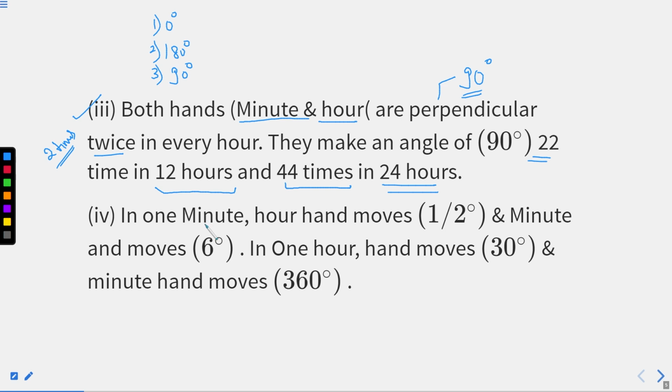Now, one thing that I have discussed in the very first slide itself is that in 1 minute, the hour hand will cover 1 by 2 degrees, or 0.5 degrees. This is the angle covered by the hour hand in a minute. And similarly, the minute hand covers a distance of 6 degrees in a minute. So, in 1 hour, the hour hand moves 30 degrees and the minute hand moves 360 degrees.